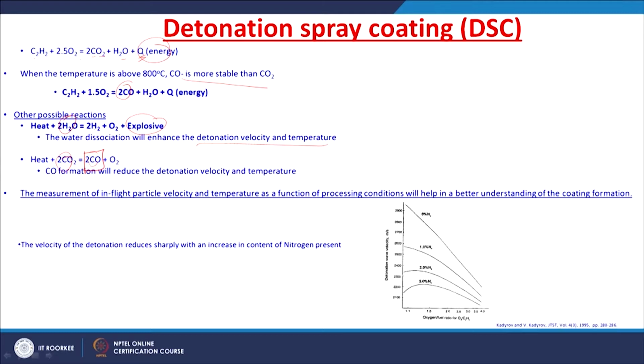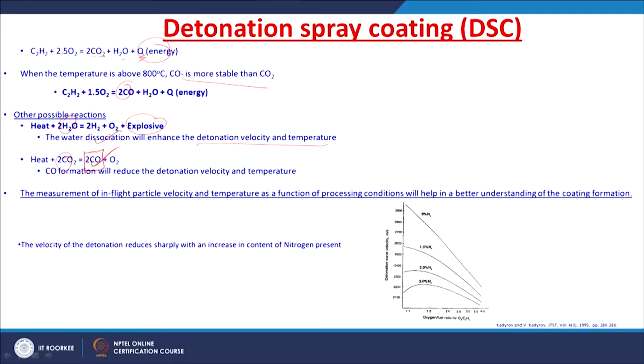So, if you look at these two reactions, the detonation velocity and temperature can be enhanced by the water dissociation, whereas they can be reduced by the formation of carbon monoxide. A combination of these reactions will be used for controlling the detonation and the resultant coating. The measurement of in-flight particle velocity and temperature as a function of processing condition will help in a better understanding of the coating formation.